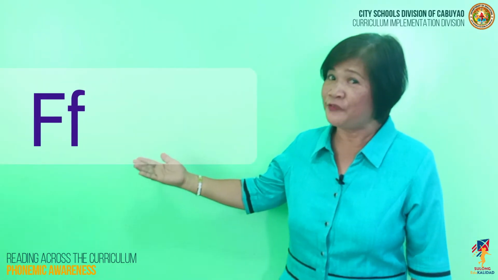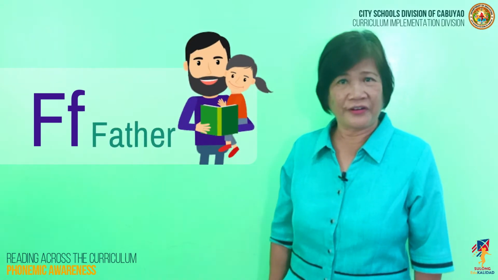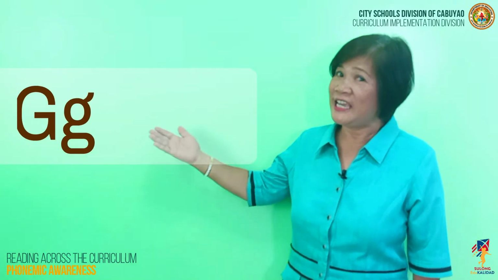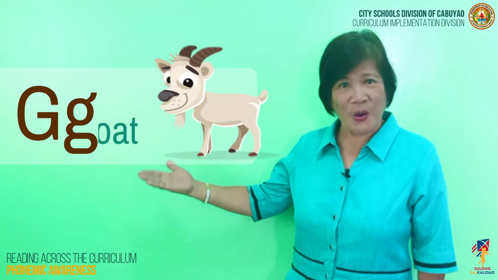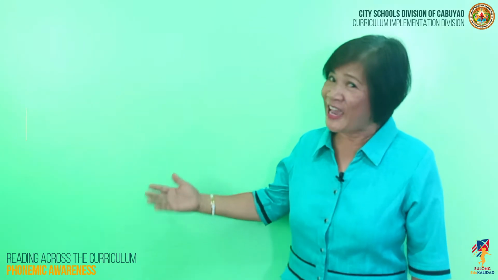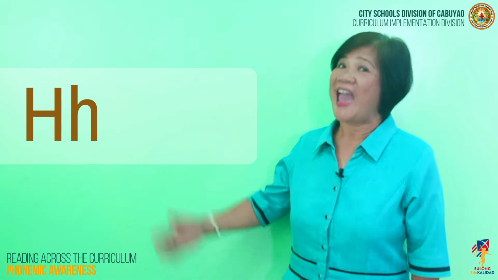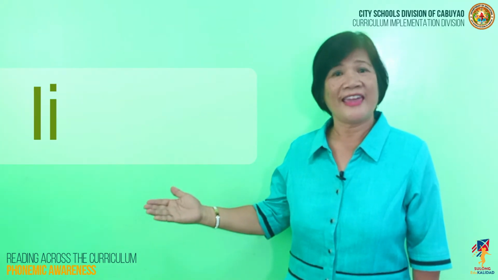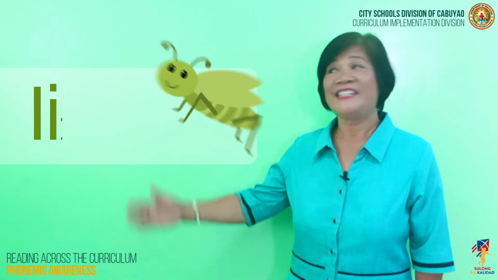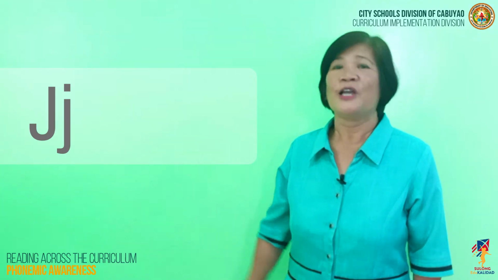F is for father. G is for goat. H is for hammer. I is for insect. J is for jet.